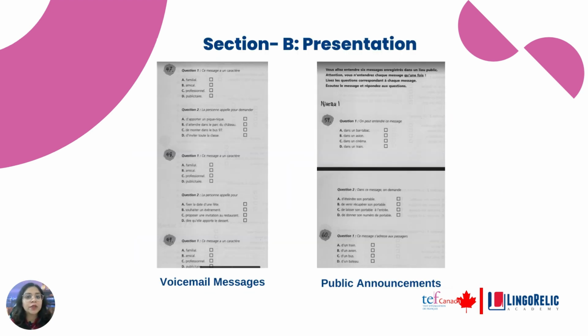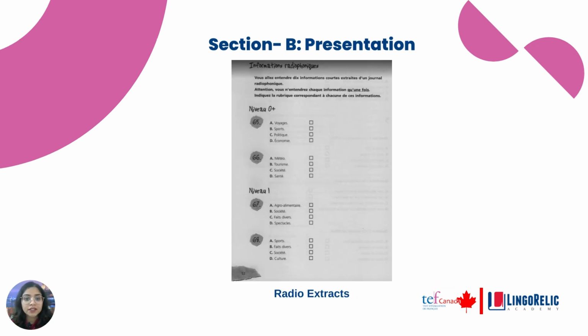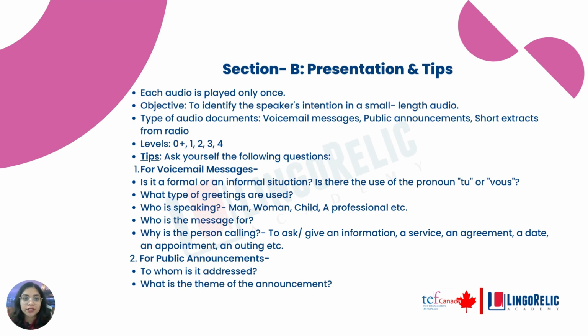Here's what your section B is going to look like. The first type is going to be voicemail messages. The second type is going to be public announcements. And the third type of questions in this section is going to be radio extracts. So here's the presentation and tips for the same.